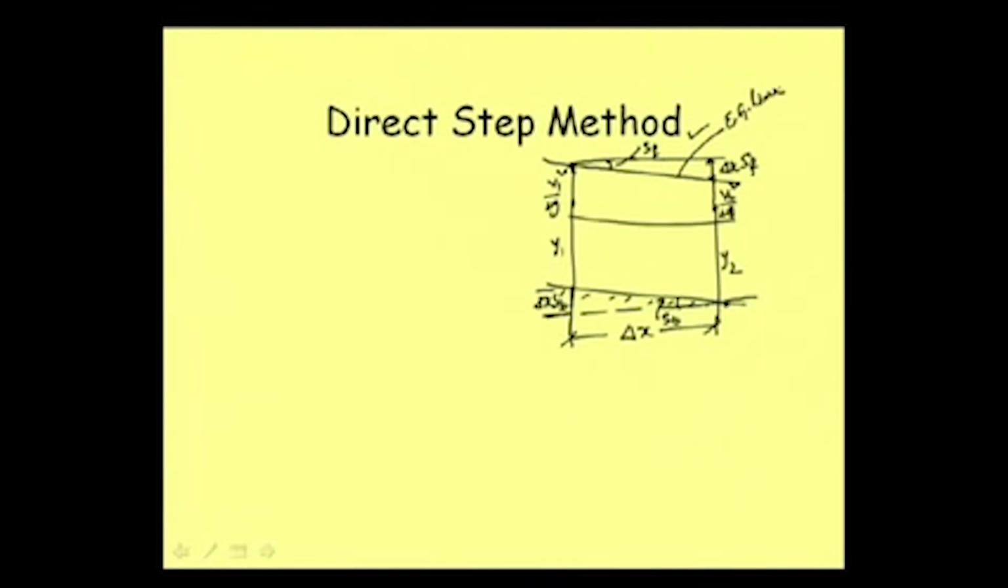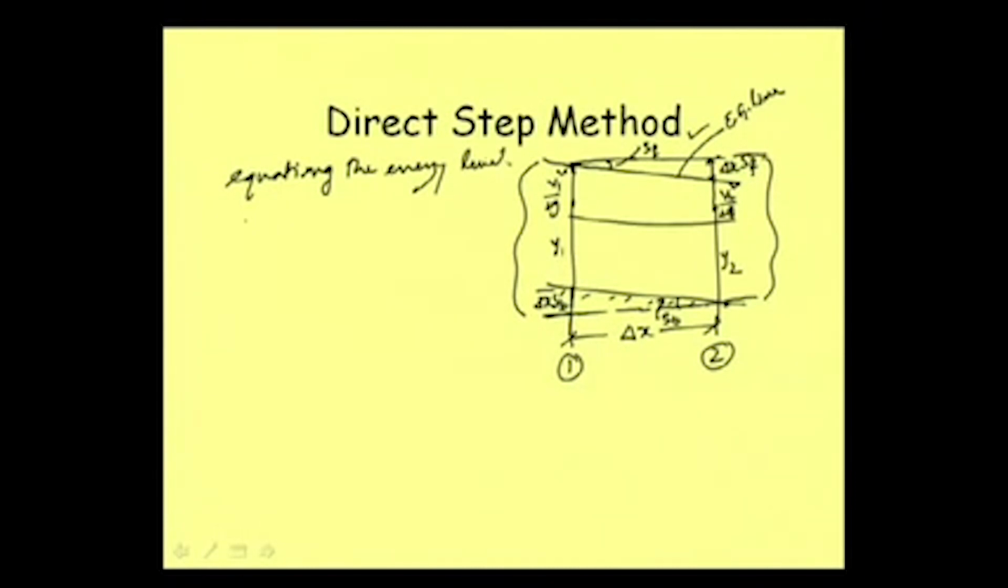Well, now if we write the relation between sections 1 and 2, what we can have: if you see, this is a horizontal line and that is also a horizontal line, so from here to here is equal to from here to here. So we can write, equating the energy level at 1 and 2. Basically we are equating the energy level, meaning the loss part is also included here.